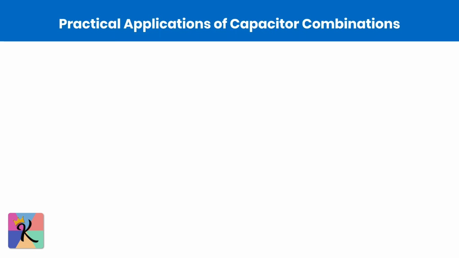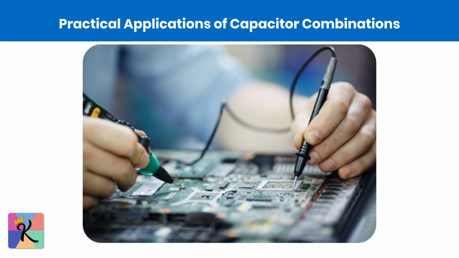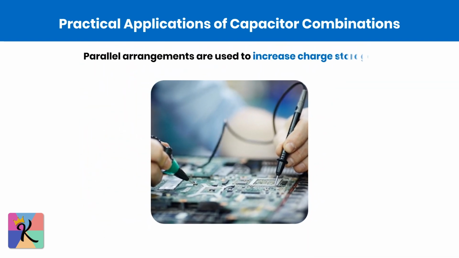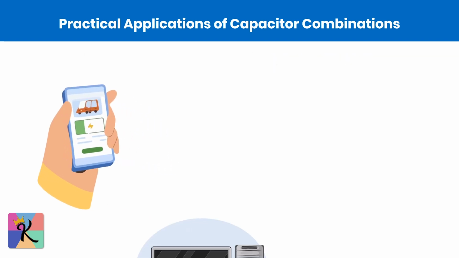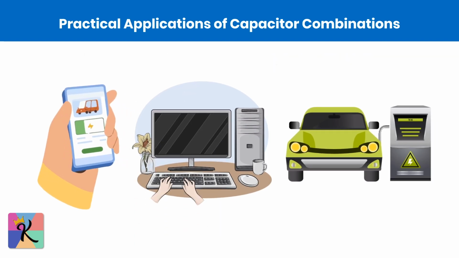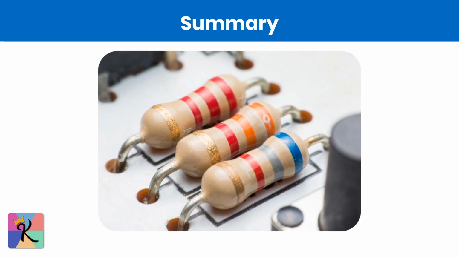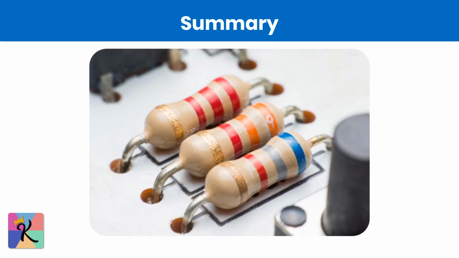Practical applications of capacitor combinations. In real-world electronics, capacitor combinations are crucial. Parallel arrangements are used to increase charge storage, while series configurations handle higher voltages. Together, they ensure stable power delivery and energy storage in devices like smartphones, computers, and electric vehicles. Mastering capacitor combinations is key to understanding circuit behavior, whether you're working with basic designs or complex electronic systems.